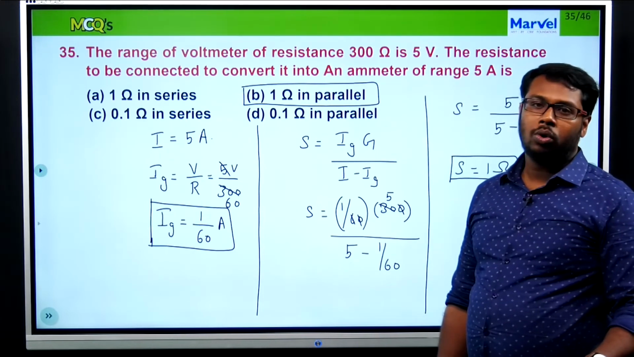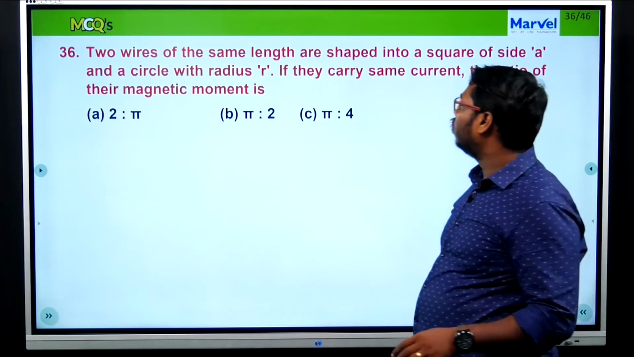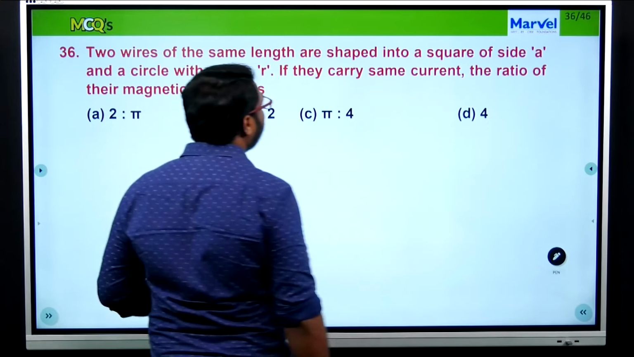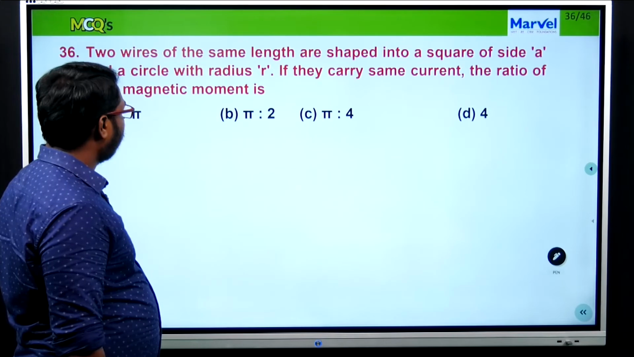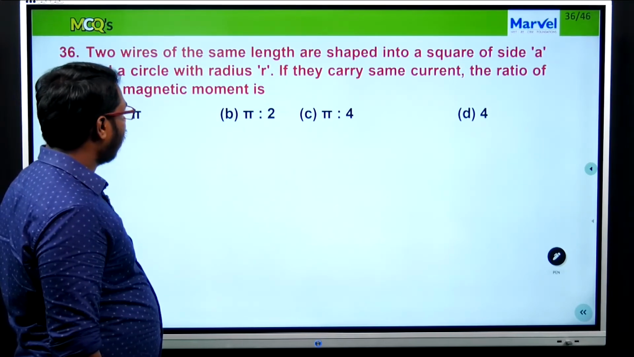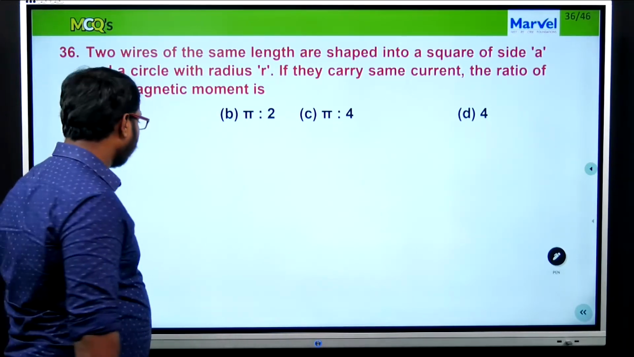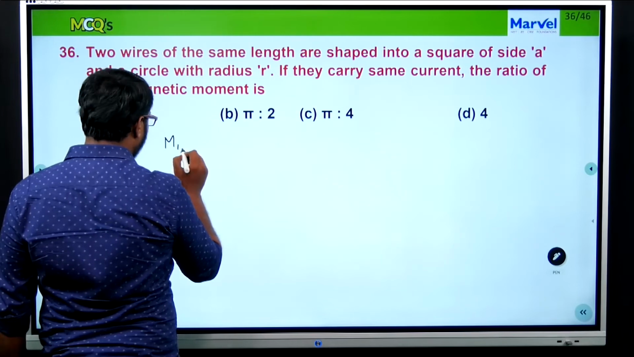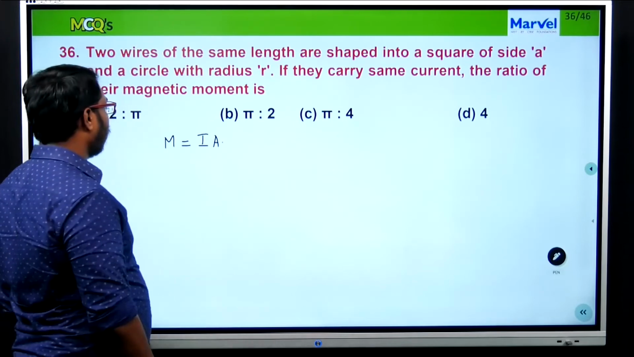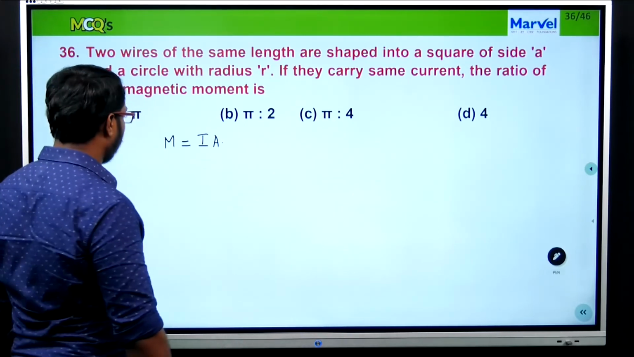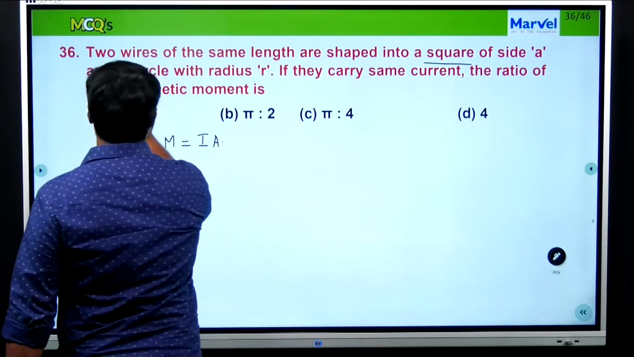So with this note, we move to the next question. Here, two wires of the same length are shaped into a square of side A and a circle of radius R. If they carry the same current, the ratio of their magnetic moments will be, where the magnetic moment is given as I into A, current times the area of the coil. Here we are dealing with a square and a circle.